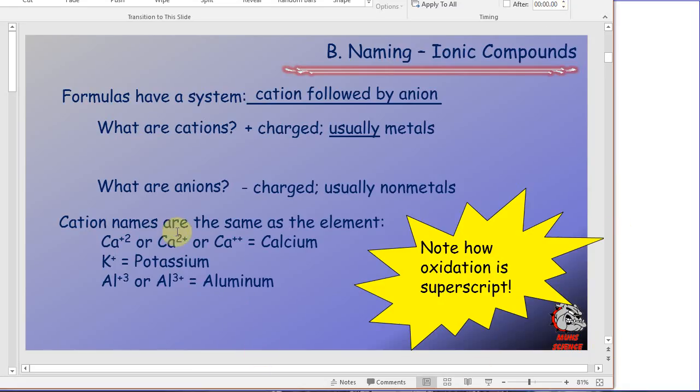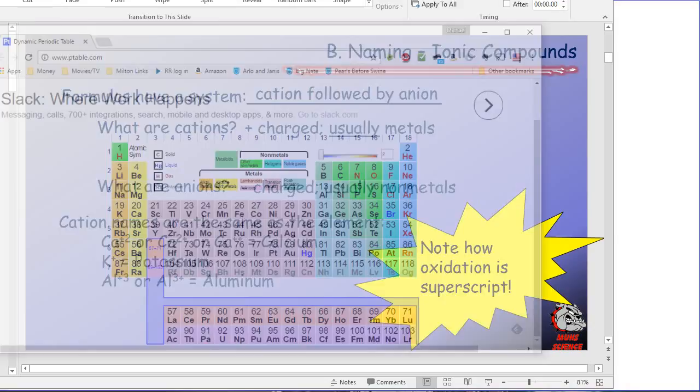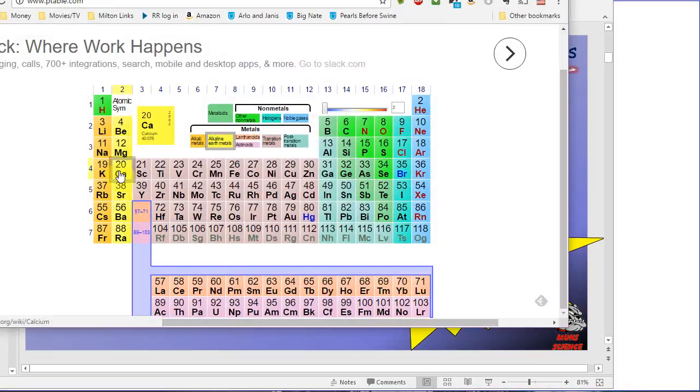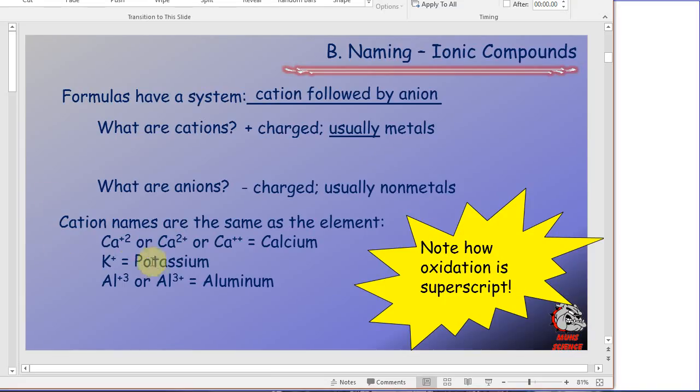So the cations are just named after the elements. You look up calcium on the periodic table, and calcium is in this family, so it's a +2 ion. You can write that several different ways. I generally prefer the form of Ca +2. A lot of chemistry books use the convention of 2+. I'm not sure of the history of that, but to me that's kind of archaic in nature, but maybe there was a reason for it. And I've seen different textbooks use the double plus for calcium, Ca++. But either way, they're all called calcium.